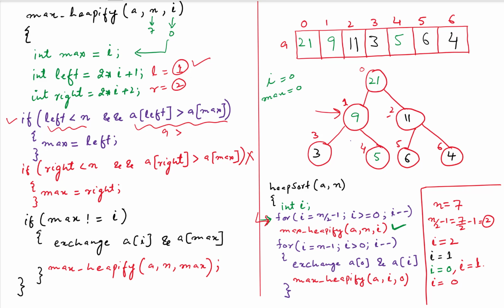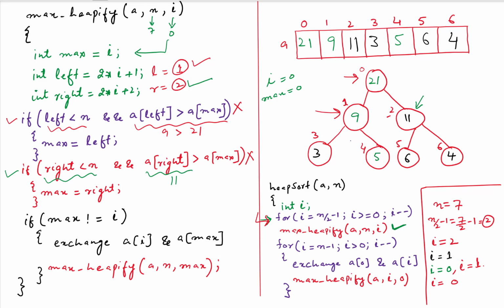A of max is 21. Okay, a of max is 21. No, that's not true. So this will not work. Then we will go to the next if condition. In the next if condition, if right is less than n, yes, it's true. And a of right means a of 2, that is 11.